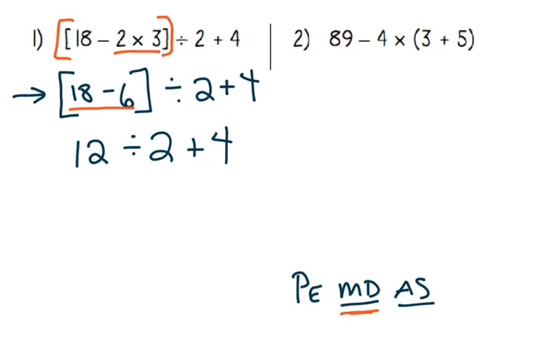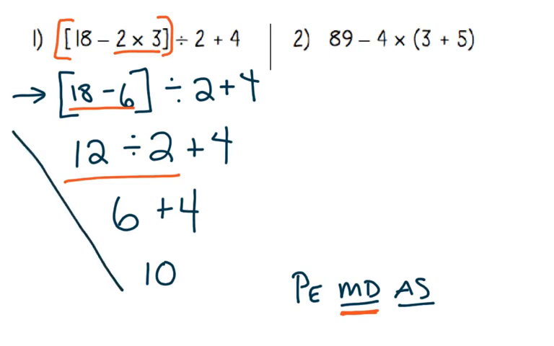We have no grouping symbols now, but we do have some division, and we always have to divide before we do any addition. So 12 divided by 2 is 6, plus 4, final answer 10. We always want to do the problems so that they go from more complicated to least complicated with our final answer. Let's try number 2.